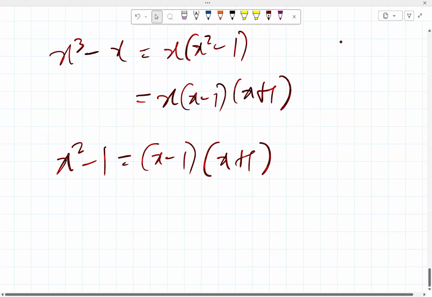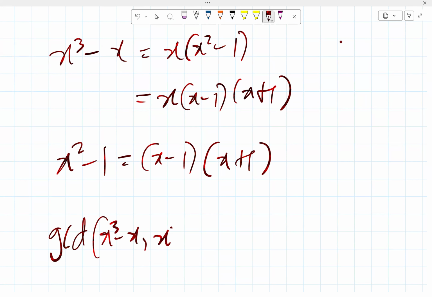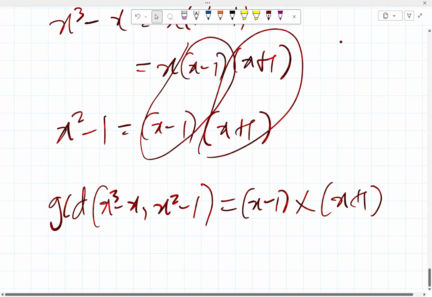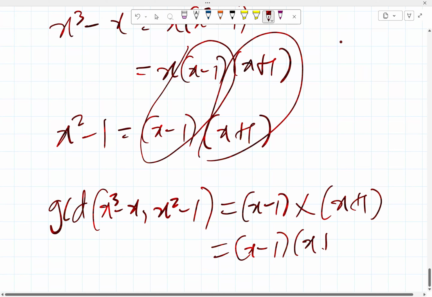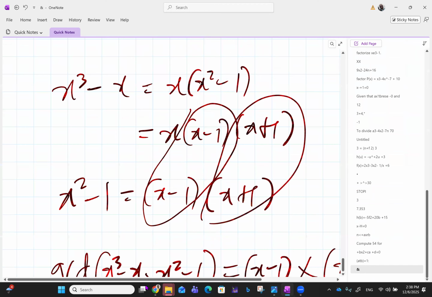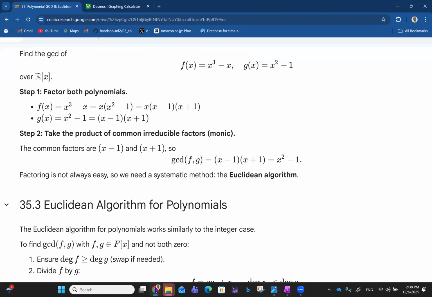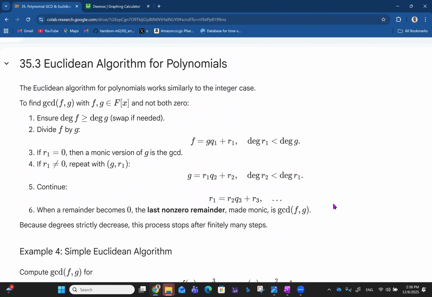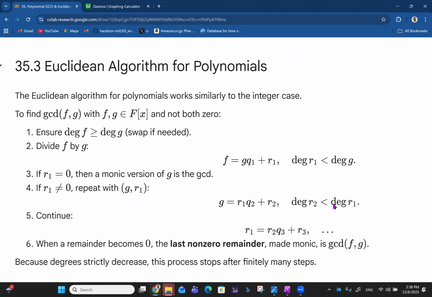So the GCD of x cubed minus x and x squared minus 1 is simply, pick out what is common to both. x minus 1 is common, and x plus 1 is also common. So you have (x minus 1)(x plus 1). That's one sweet way of taking care of highest common factors, or greatest common divisors. But this is not always easy, and that's why we need the Euclidean algorithm, the extended Euclidean algorithm that we are going to talk about next. So the Euclidean algorithm for polynomials is the next one to consider.